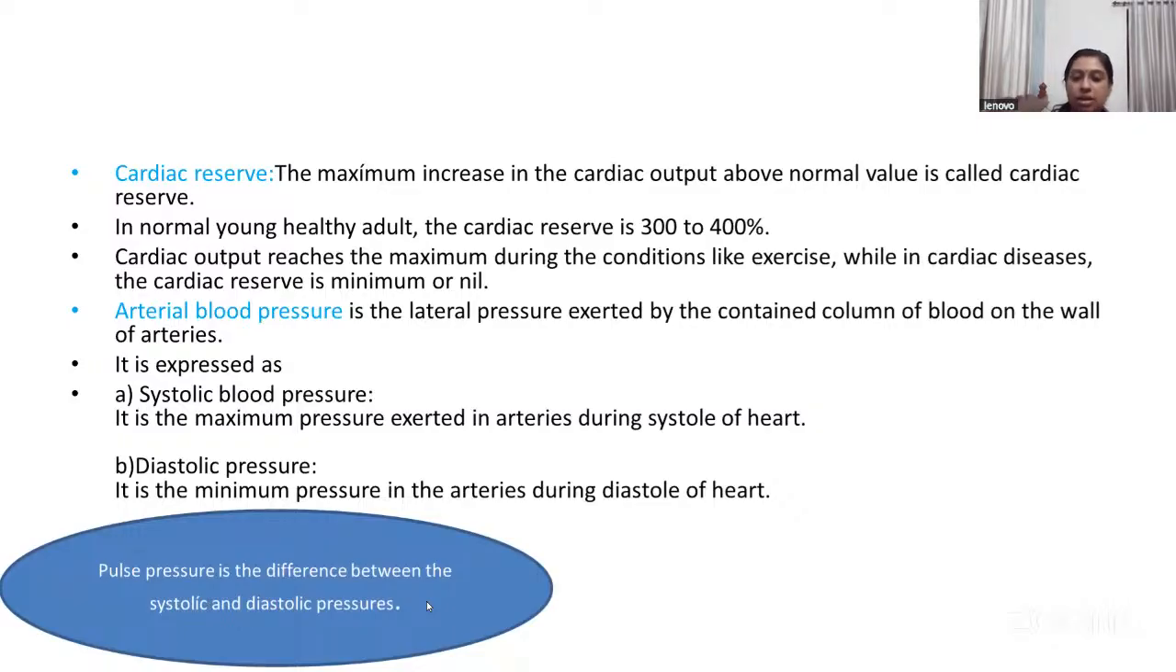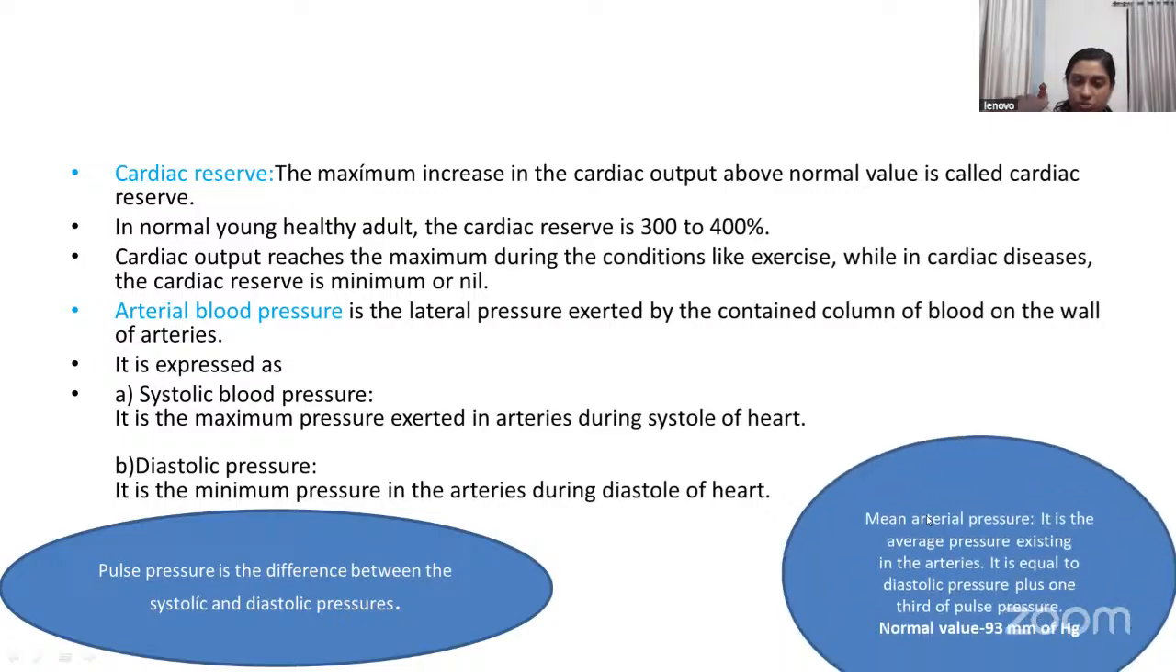So what is pulse pressure? This terminology you have to know. Sometimes simple questions may be asked from these basic points, the base part of the subject, and usually students make mistakes in them. So what is pulse pressure? It is the difference between the systolic and diastolic pressure. Usually the normal value is about 40 millimeters of mercury.